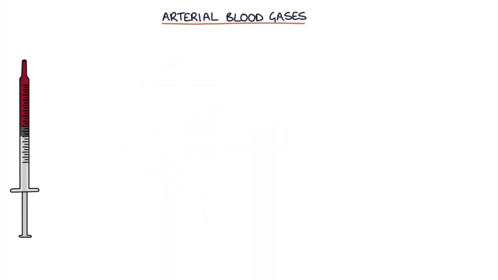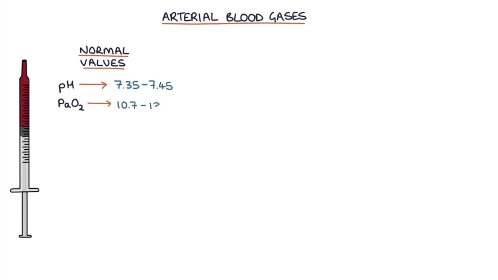Let's go through some basic normal values. The normal values for pH, or the acidity of the blood, are 7.35 to 7.45. The normal values for the PaO2, or the partial pressure of oxygen, which is the oxygen that's dissolved in the blood, are 10.7 to 13.3 kPa. The normal values for PaCO2, or the carbon dioxide in the blood, are 4.7 to 6.0 kPa.